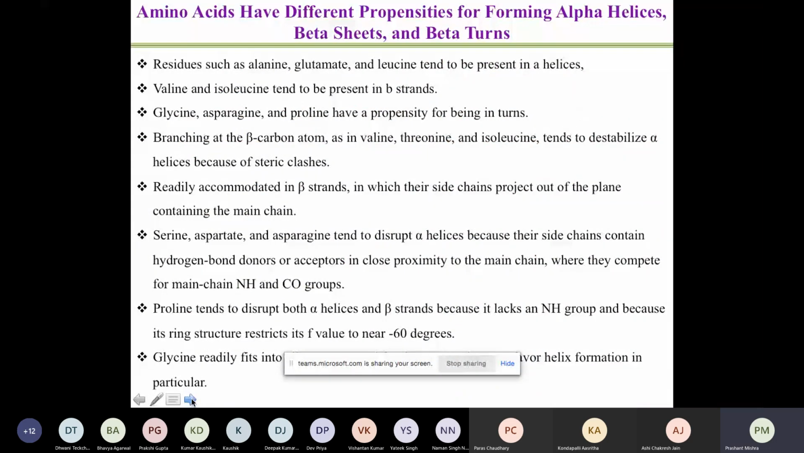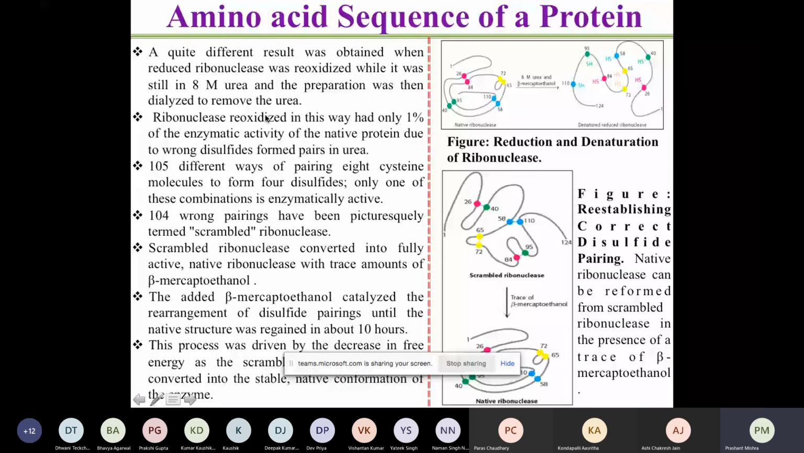Now the question comes: in the previous slide we showed how the recombination occurs. There is one more point: there are 105 ways of pairing and there is only one way of correct pairing. That means there are 104 ways in which incorrect pairing can occur. There are 104 ways in which they can interact incorrectly with each other, for example interacting with residue 40 instead of its correct partner.